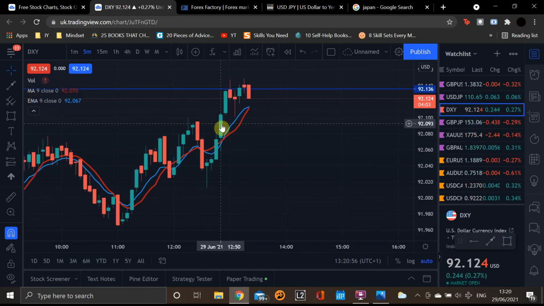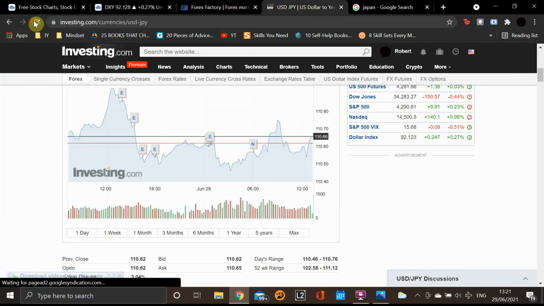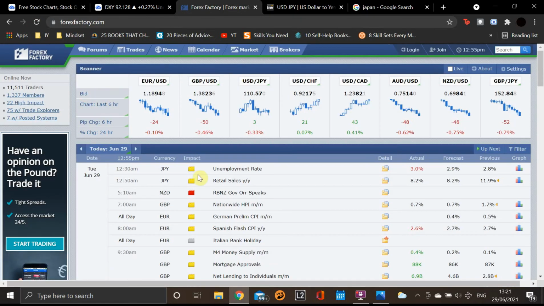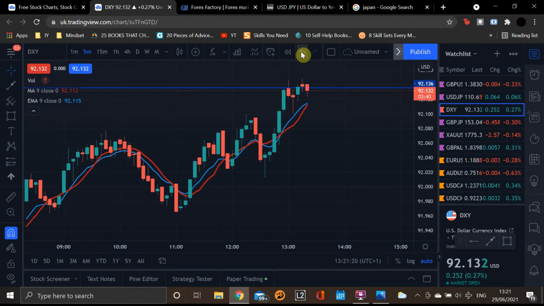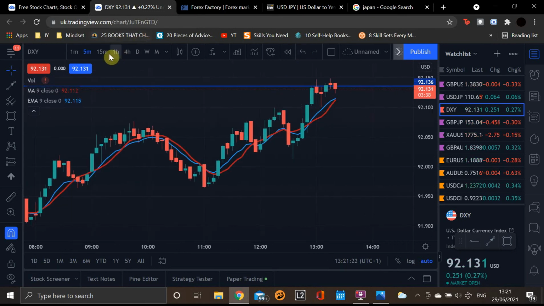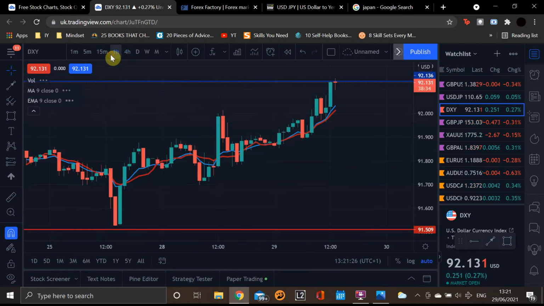Let's look at DXY then. But look, it's going down. Let's look at Forex Factory. Unemployment rate, low impact expected. Retail sales. USD CB consumer confidence. Okay. So it's reached this area. It's reached this resistance point. And there's a doji.